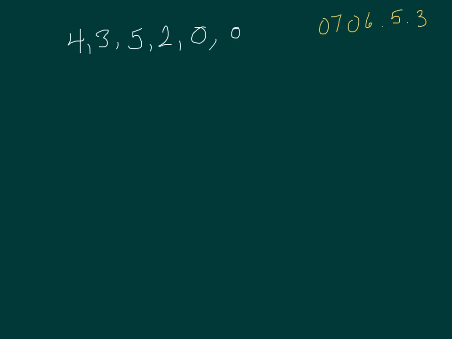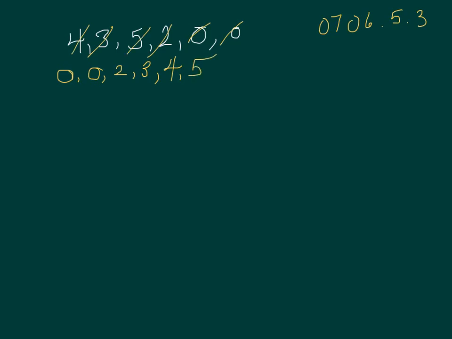As I've told you before, always write your numbers in order. Do that first. Always, always, always. Something you have to do anyway. If you do it first, you can't forget to do it. So I have 0, 0, 2, 3, 4, and 5. Numbers are written in order.